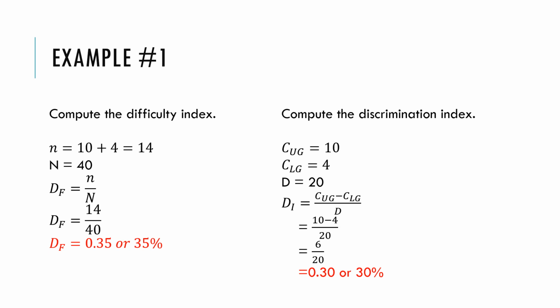Sir, bakit 20 lang? Okay. Di ba? It's the number of either upper group at saka lower group. So kinwenta natin kanina na yung upper group lahat 20 and then lower group lahat would be 20. Therefore, the capital letter D is equal to 20. Now substitute and you will get 0.30 or 30%.